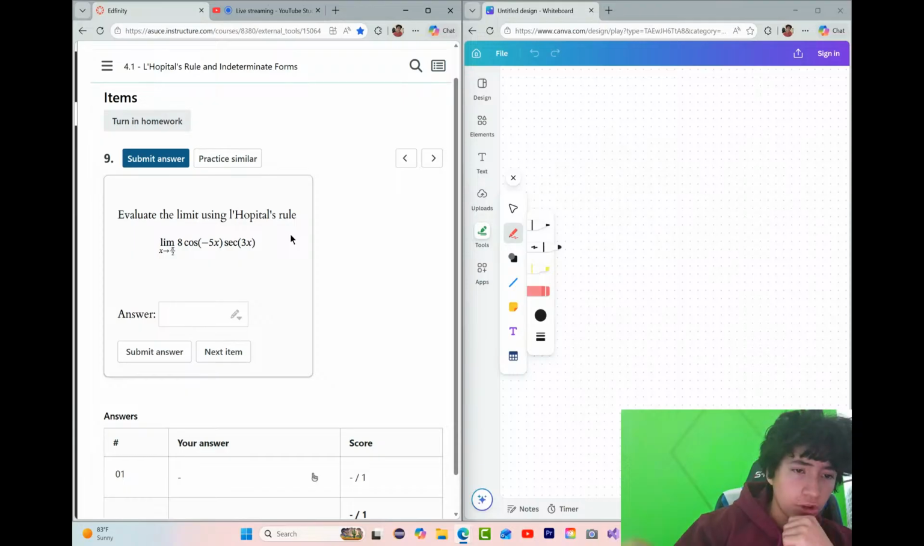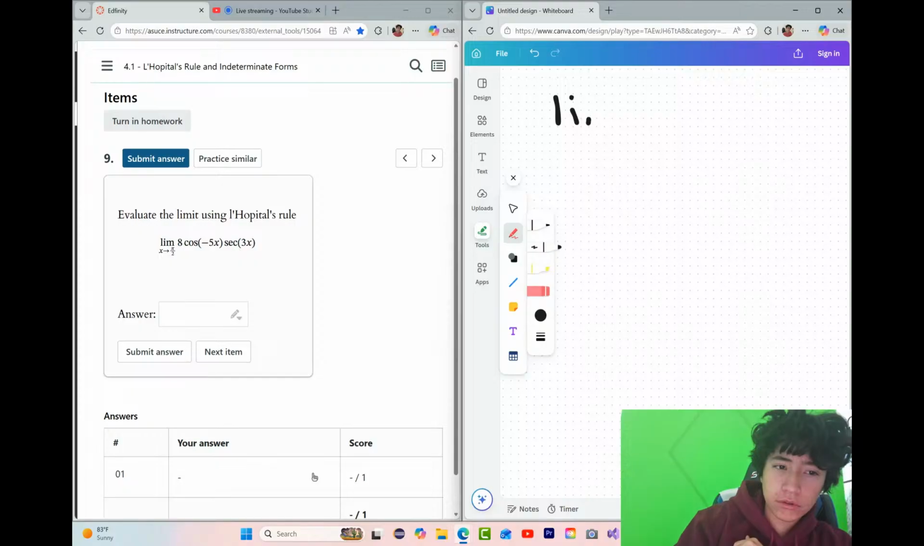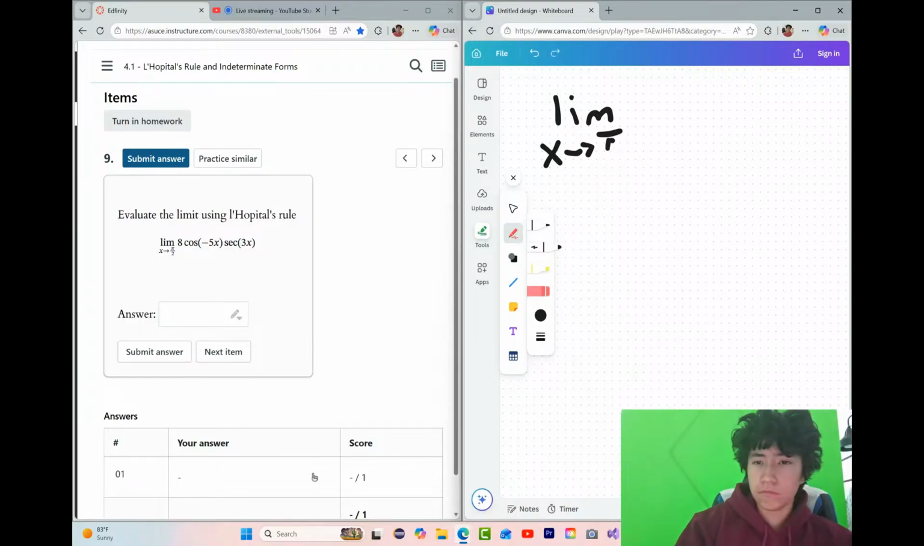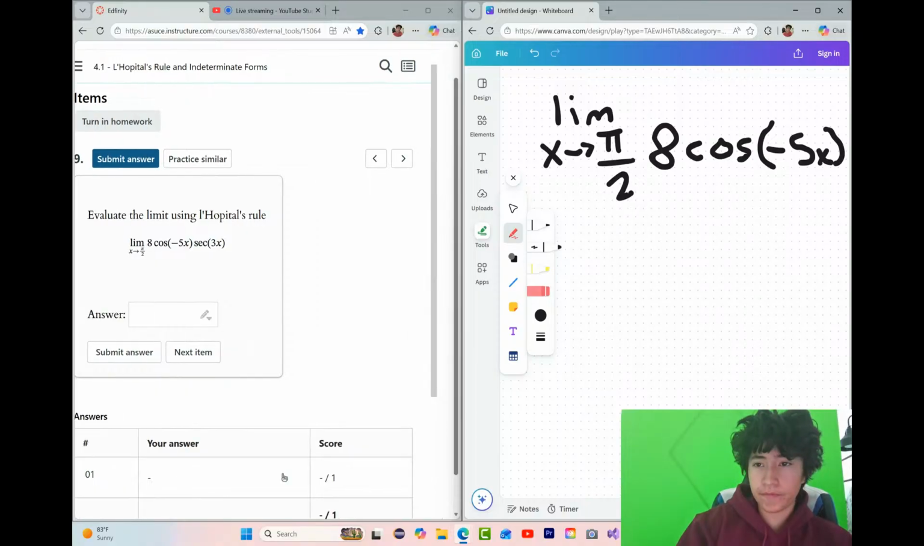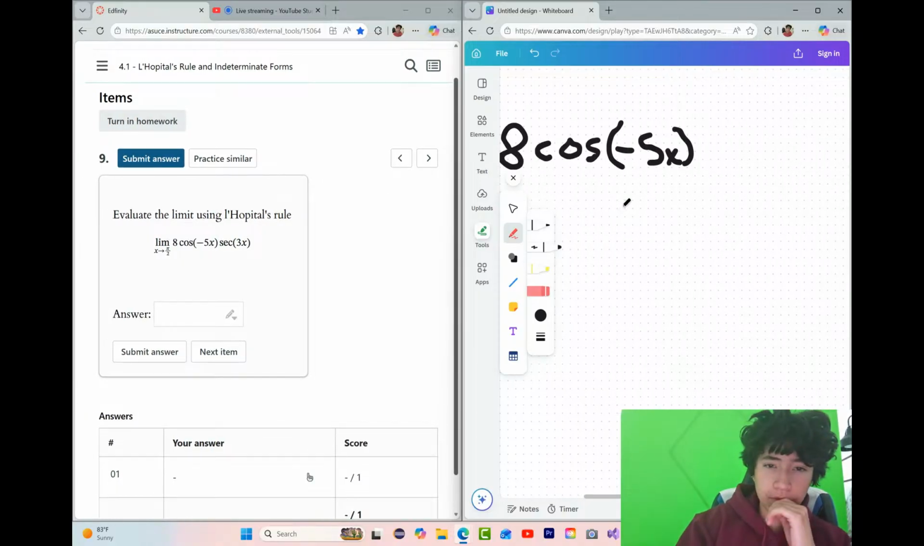So, question 9: evaluate the limit using L'Hopital's rule. The limit as x tends to pi over 2 of 8 cosine of negative 5x times secant of 3x. Cool.